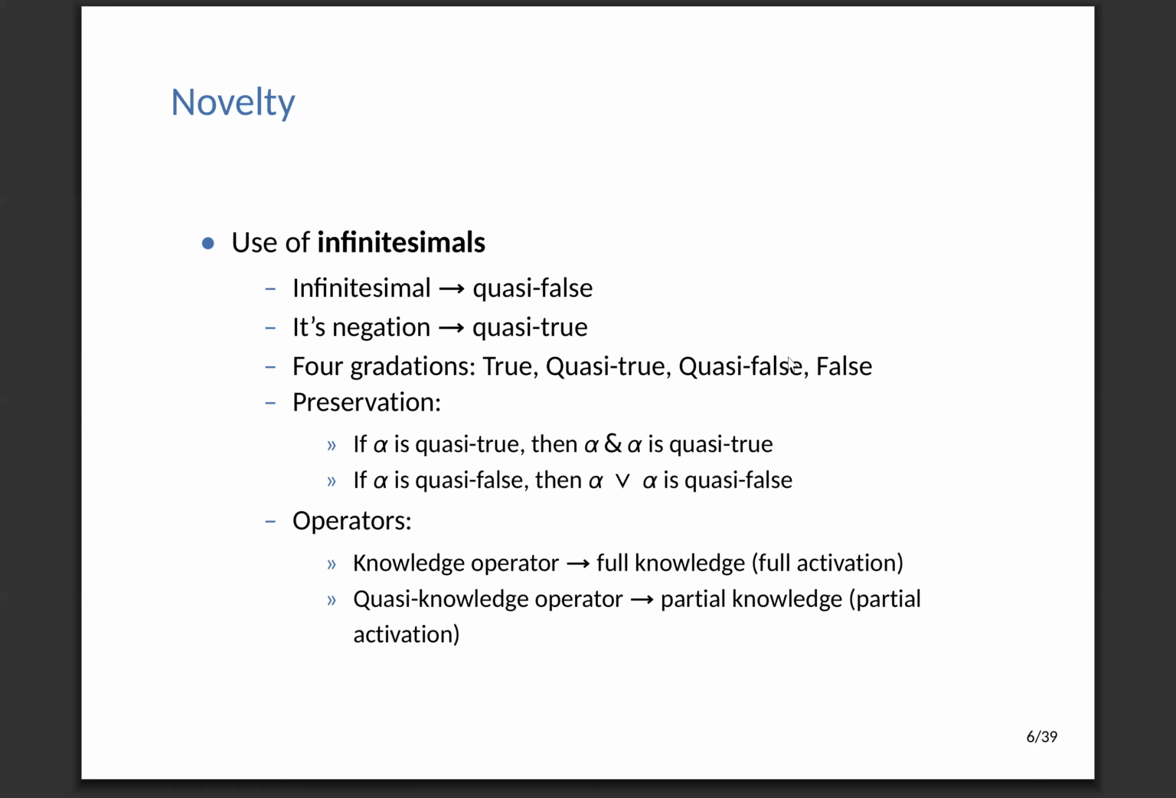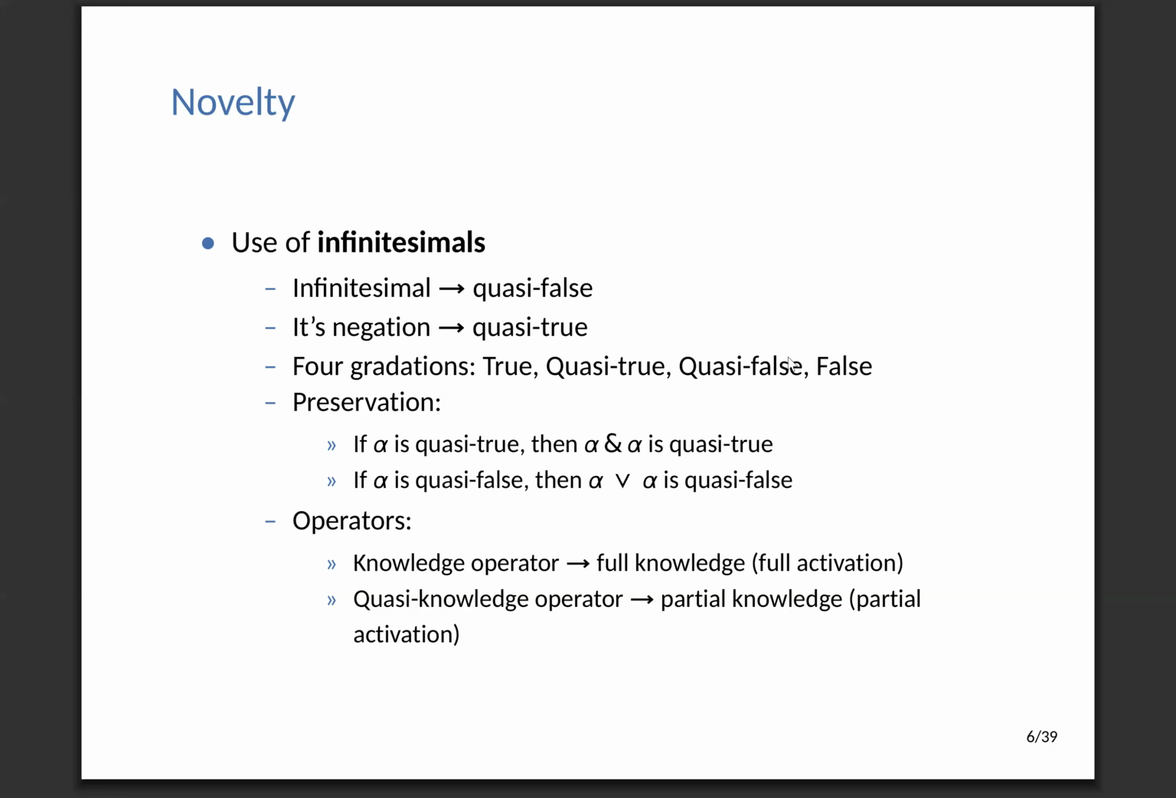And the main distinction, and the novelty in this paper, the new approach, is to use infinitesimals. The notion of the infinitesimal is used to model the quasi-false, and its negation will be quasi-true, and thus we obtain 4 gradations: true, quasi-true, quasi-false, and false. And it preserves the property that if alpha is quasi-true, then alpha and alpha is quasi-true, which was not the case previously. And if alpha is quasi-false, then alpha or alpha is quasi-false.